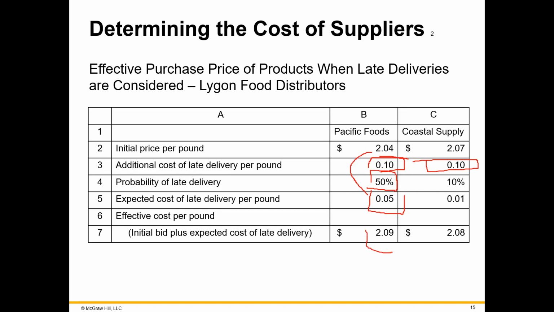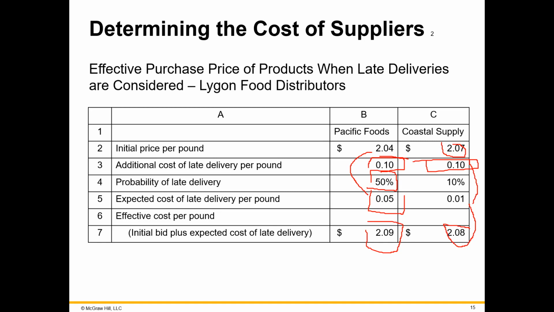You compare that to Coastal Supply, their price is $2.07, but they're only late 10% of the time. So that would be 10 cents times 10%, which is 1 cent. So $2.07 plus 1 cent gives you $2.08 as the effective cost per pound. So when you take into consideration the late deliveries, Coastal Supply ends up being a little bit cheaper than Pacific Foods.